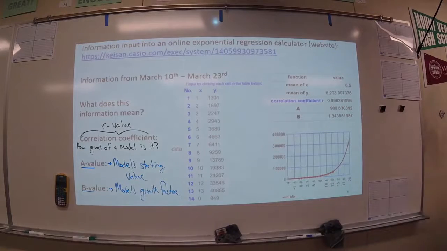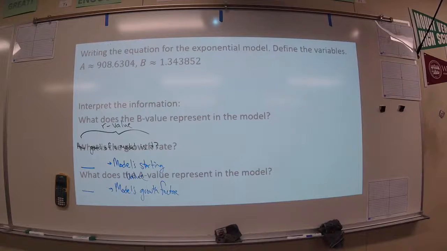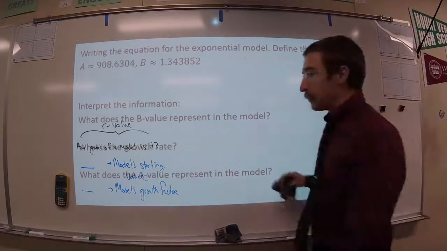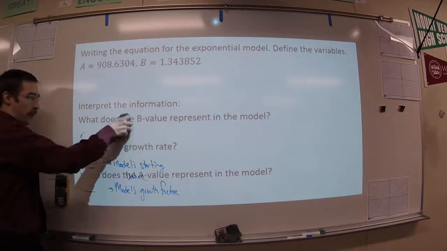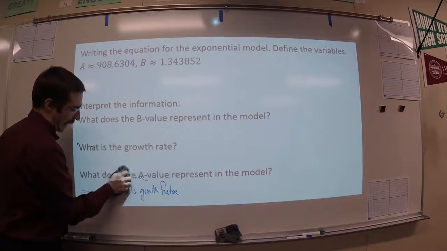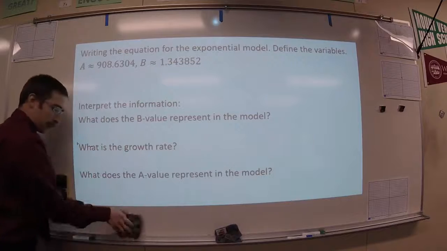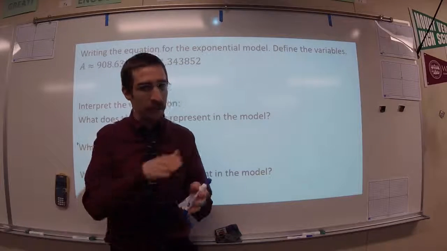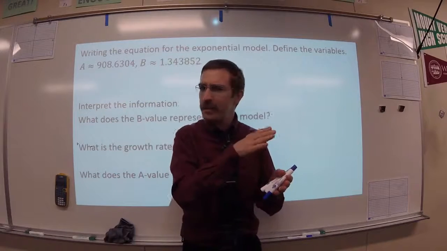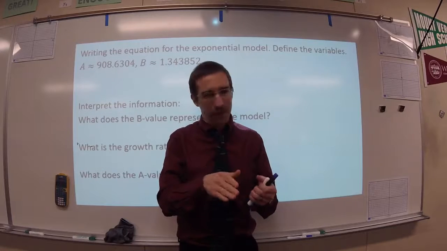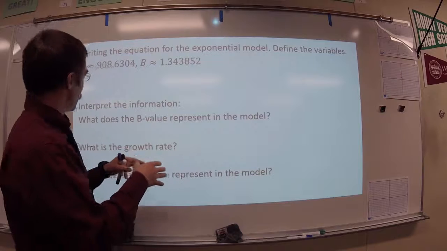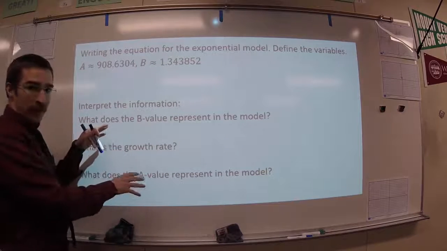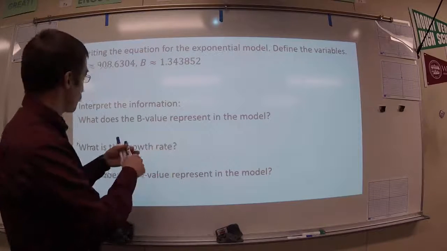So let's dive into this. Now that we have the A value and the B value, so our starting value for our model and our growth factor for our model, and we're convinced that an exponential model is a good choice because that r value is really, really close to 1, we're going to write the equation, we're going to define the variables, talk a little bit more about it, and then we're going to actually do some problems with this.